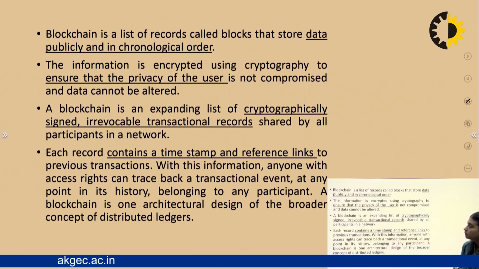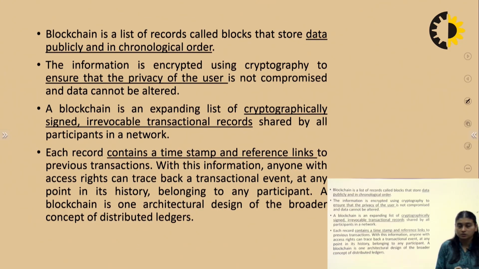The next point talks about how the information is encrypted using cryptography, which ensures the privacy of the users. So here we use the concept of digital signature to provide several features like data integrity, data authentication, and non-repudiation also. So we use digital signature, a concept of cryptography, to ensure the privacy of the user is not compromised at all, or the data cannot be altered. That is what we mean by data integrity.